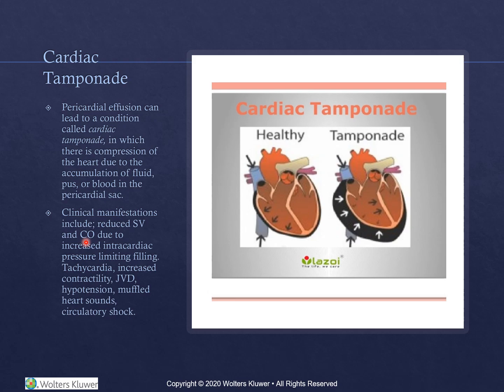If we do not relieve that pressure of cardiac tamponade, patients can experience circulatory shock. And we're going to talk about shock as well in this unit. So you'll kind of learn what that looks like. But that's a significant sign and symptom that would indicate this needs to be treated or alleviated quickly.